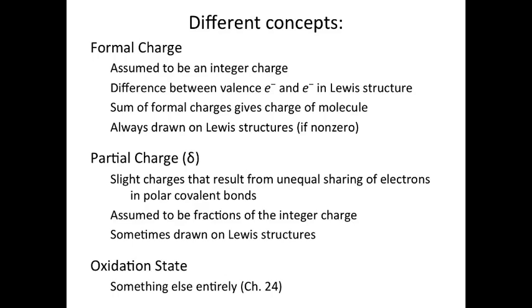Now that's different than partial charge, which are slight charges that result from unequal sharing of electrons in polar covalent bonds. So you can imagine the magnitude of a partial charge is less than an integer unit of charge. Granted, formal charge doesn't represent the charge of an electron. It's kind of a bookkeeping method. But generally, partial charges are kind of small, but still very important. And sometimes you'll draw them on the Lewis structures if you're asked, if you're trying to show that aspect of it. And then oxidation state, there's a connection to formal charge that you can make, but we haven't talked about that yet. That comes in the second semester of the course.